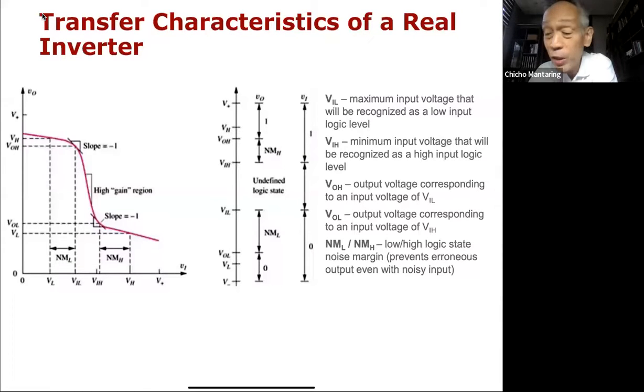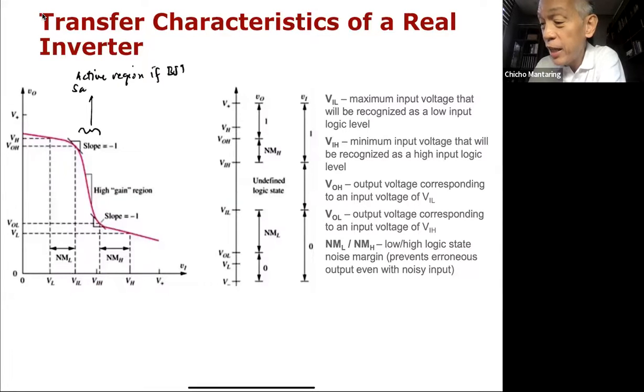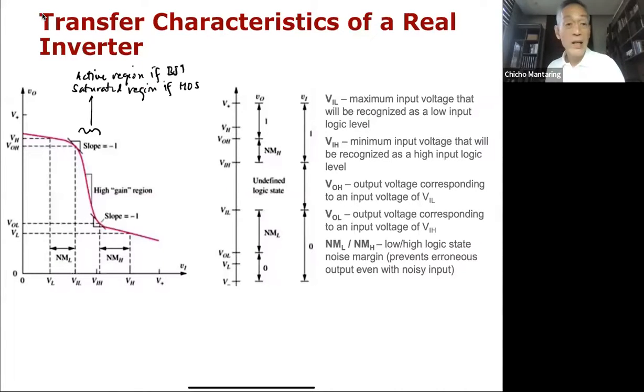Now, except that in the MOS or in the BJT, we use it in the linear region, no? Or we use it rather in the active region. No? So if this is a BJT, ito yung active region. So this is the active region if BJT, and this is the saturated region if MOS. No? Ito yan, no? From here to here.